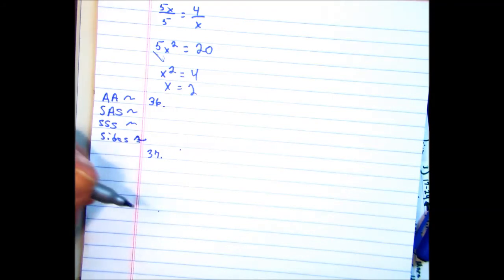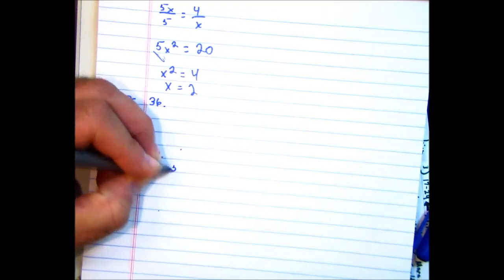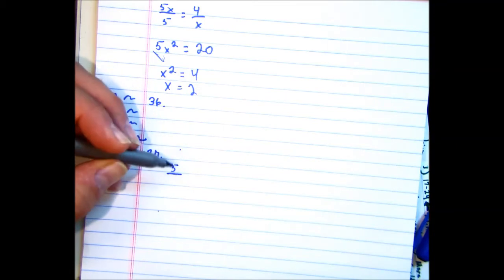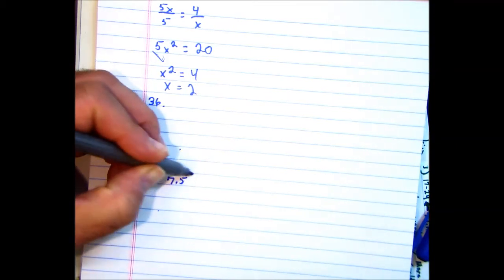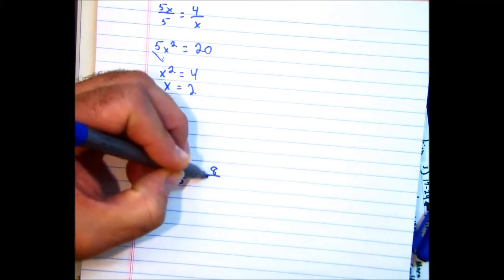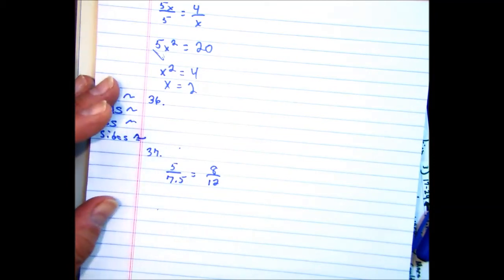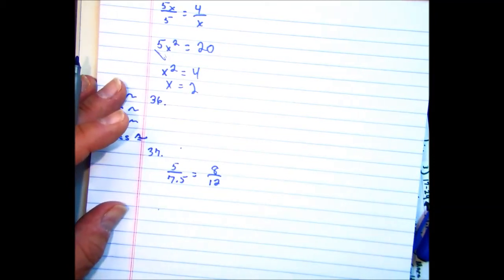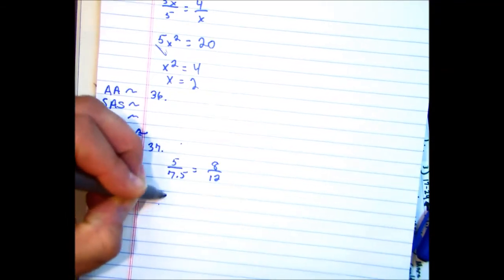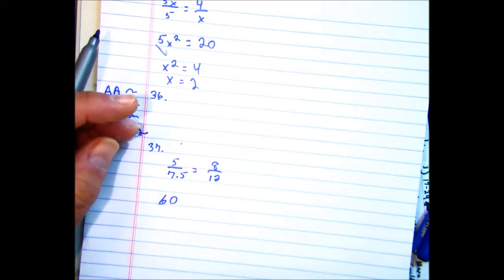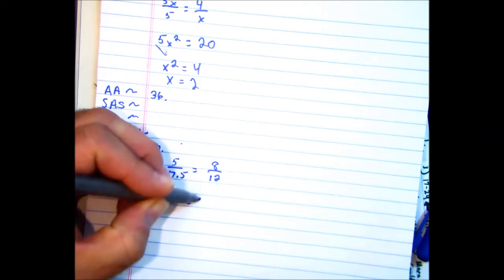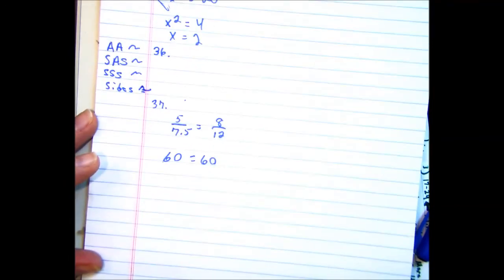38, it asks, are these triangles similar? And if so, write a similarity statement, which means you have to match up the stuff. So we would do 5 over 7.5 equals 8 over 12. Now remember, I told you, you can just list them in order from least to greatest and they'll match up naturally. So what is 8 times 7.5? Correct, it's 60. What is 5 times 12? It's also 60. Okay.